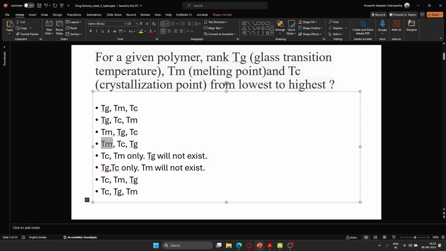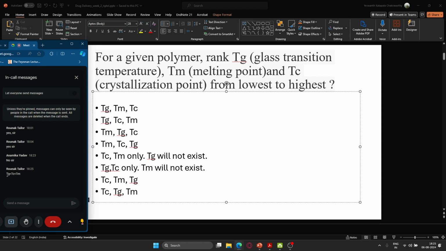So basically you're saying Tm is low, so let's say 100 degrees, Tc is next at 150 degrees, and then Tg will be 200 degrees. So that's what I mean by Tm, Tc, Tg. Or is it the case that you'll see Tc first and then Tm, and there's no Tg at all? Or Tg first and Tc next, but there is no Tm at all? Or Tc first, Tm next, and finally Tg, or Tc first, Tg next, and finally Tm? Any ideas?